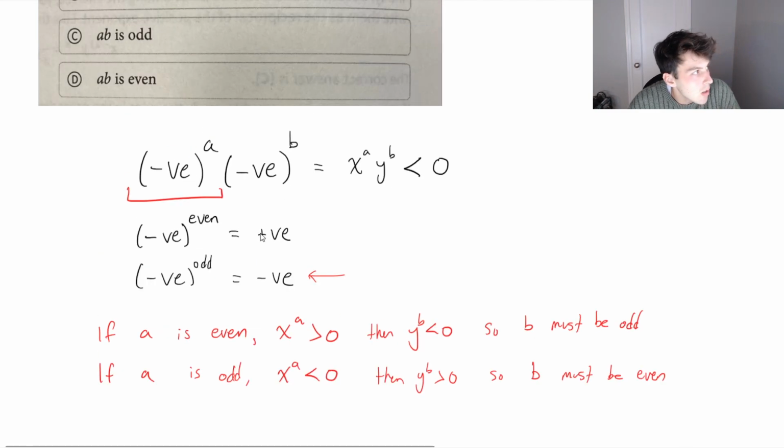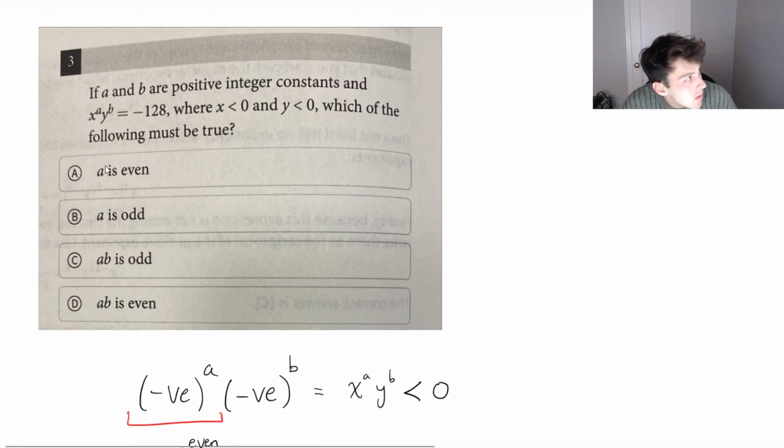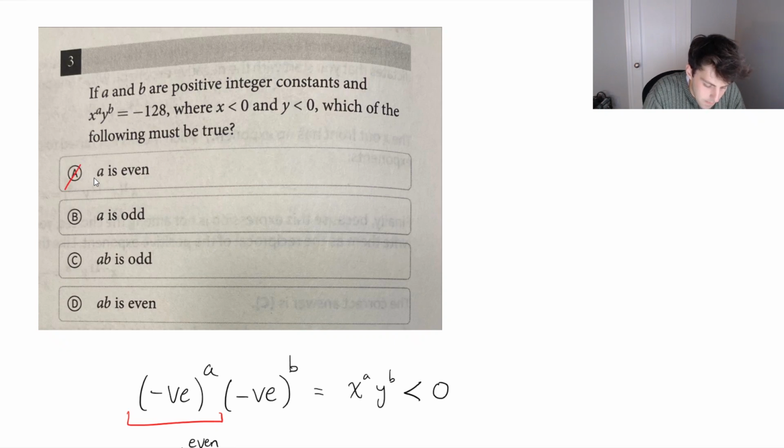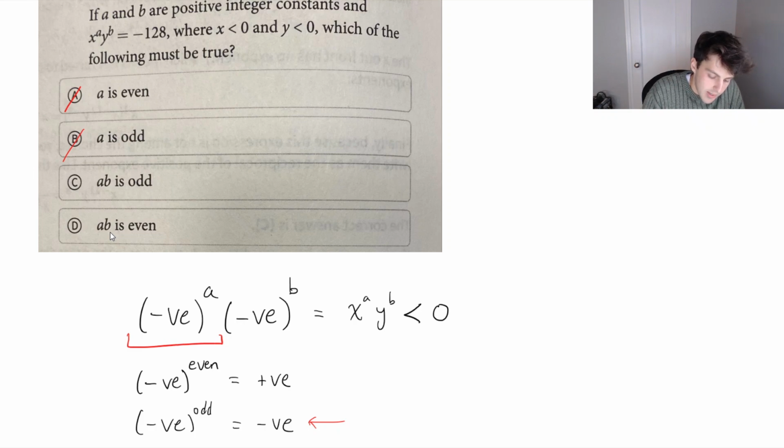So let's just look at our question here. We already know that a does not have to be even, because if a is even, that just means b has to be odd. If a is odd, well, we know that b has to be even. So it's not a or b. But what we've figured out is that if one of them is even, the other has to be odd. So that means that the product of a and b, well, an even number times an odd number is always going to result in an even number. So therefore, option D is going to be our correct answer, right?